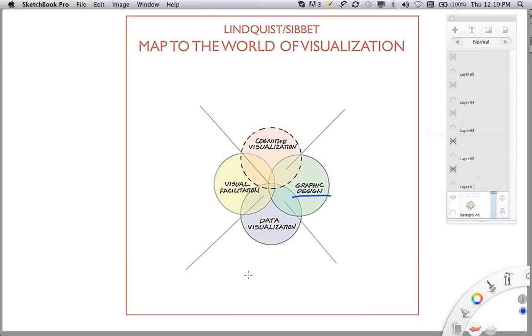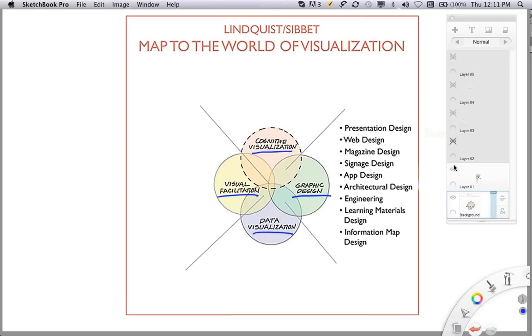And he had in this white paper three domains. One is traditional graphic design. Another is the area of data visualization. And another is what he called visual facilitation, which is the sort of thing that I've been doing for a long time. As we talked, I added a fourth because I think the inner world of visualization, what we do inside of our minds itself, is as important as what we're doing outside.